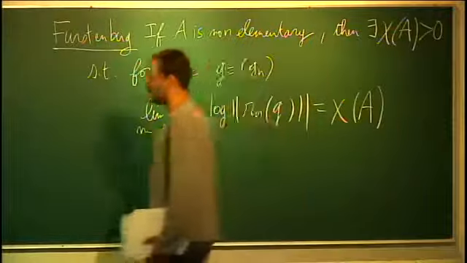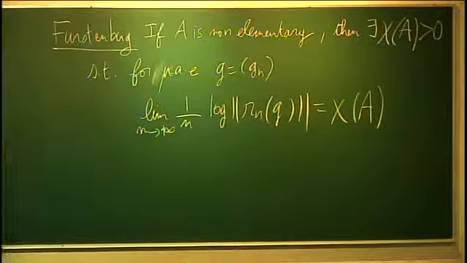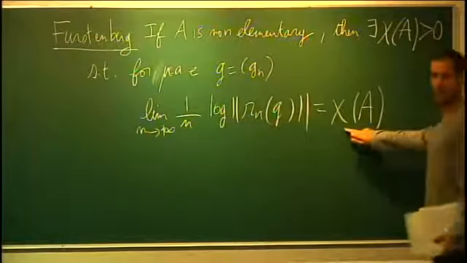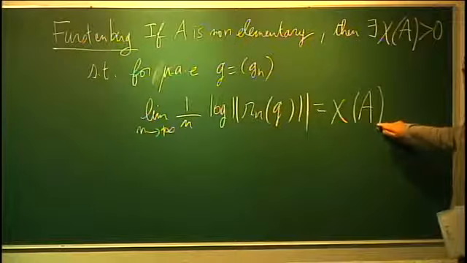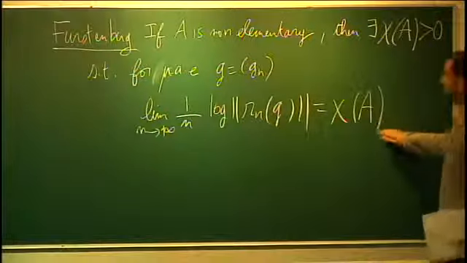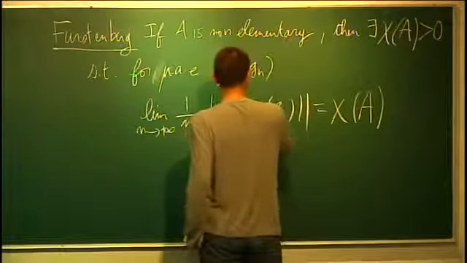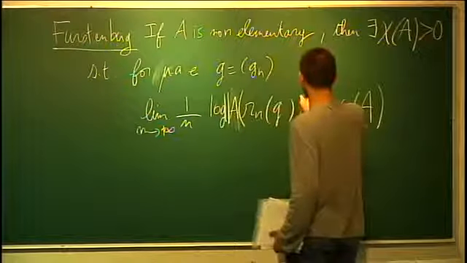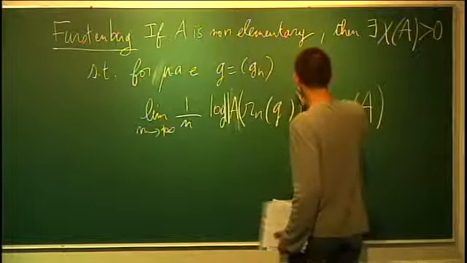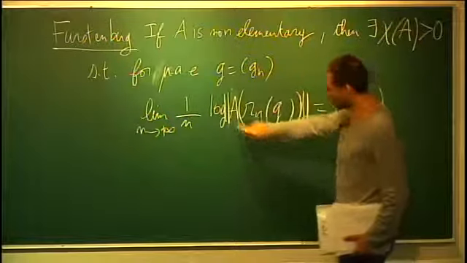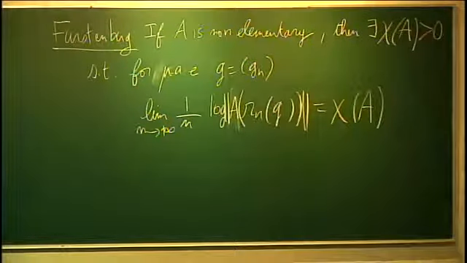Where is A? Sorry? Where is A? Sorry, yes, okay, right. You take the n-step random walk, and you take the image by the representation.